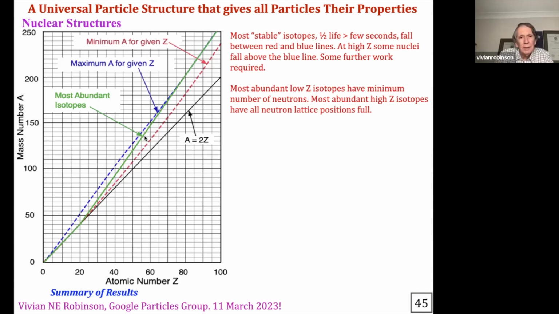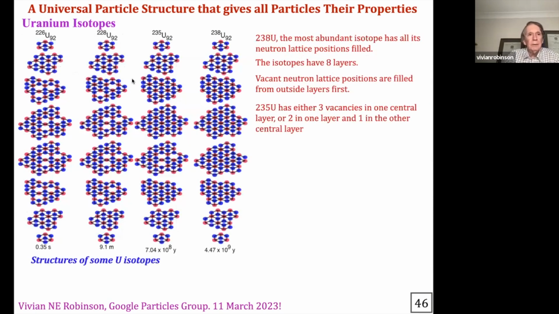It's not quite in the middle of this, but it's got the most isotopes, with the less abundant ones on the lower side. There are 50 more isotopes below the most abundant line than above it. I'd like to very briefly go on to uranium, because of the interest in it. U-238 has all neutron lattice positions filled, while 235 has neutron vacancies, as you would expect.